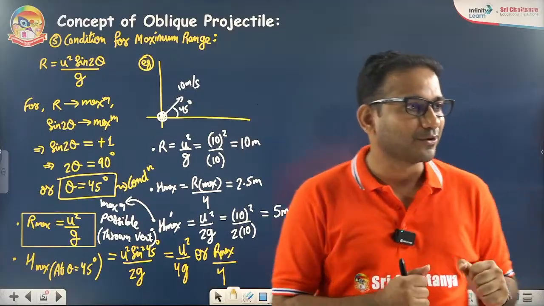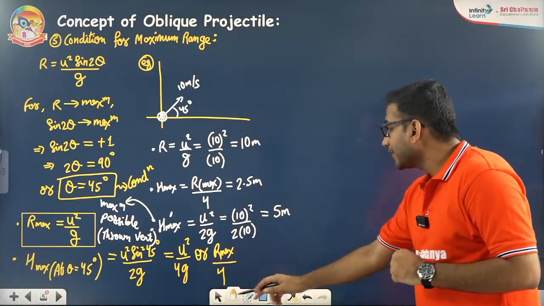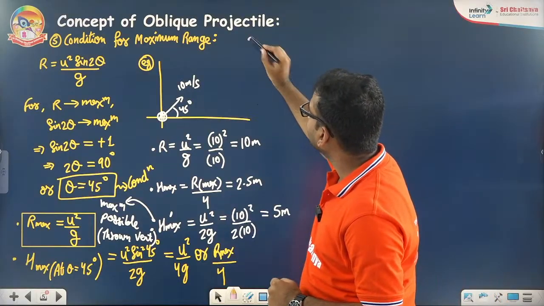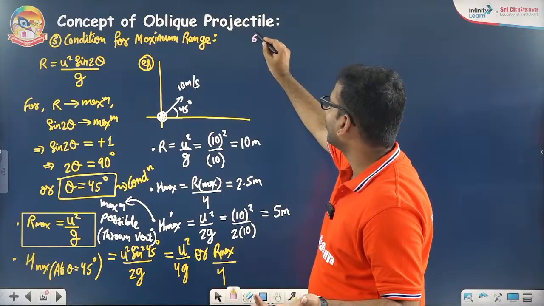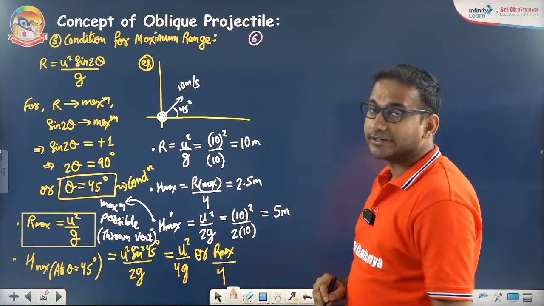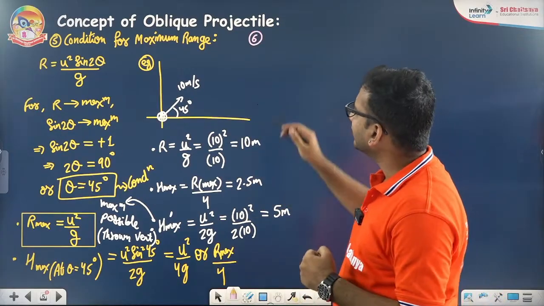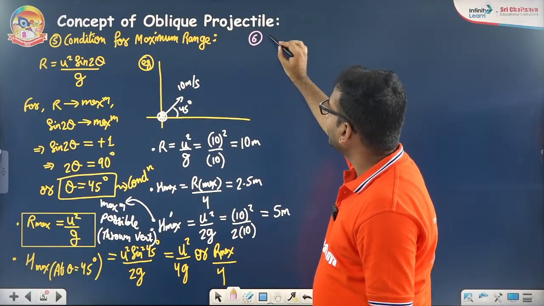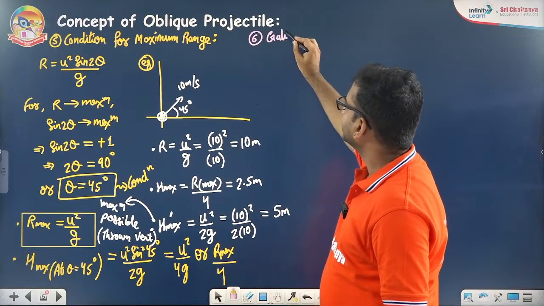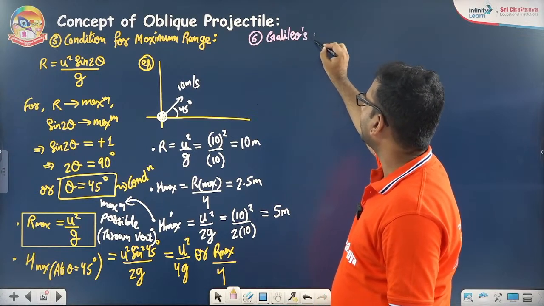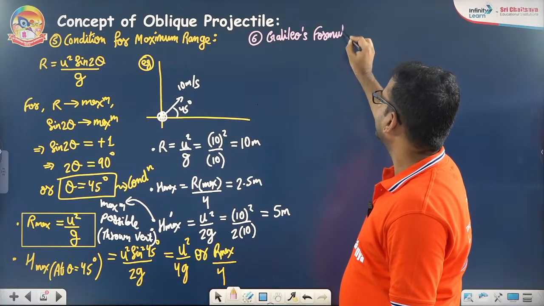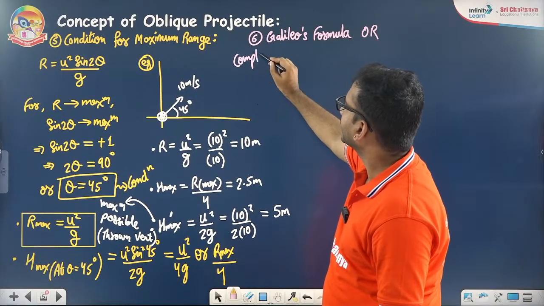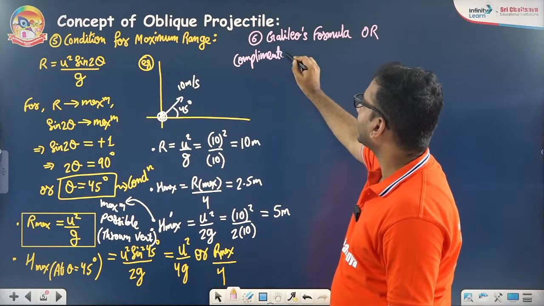Language of the problem. Okay, now let me take another thing, that is Galileo's formula. We all know Galileo's law of odd numbers. Galileo made a contribution in our motion in a straight line also. We started lecture 1 with Galileo's formula, but here also this is Galileo's formula, and we also call it the complementary angle formula.